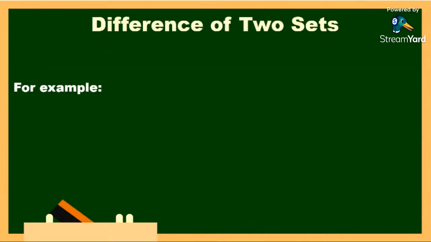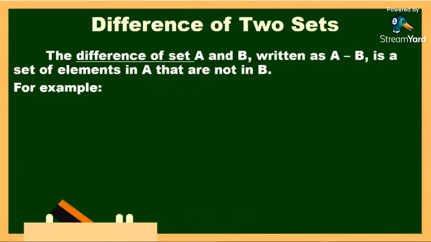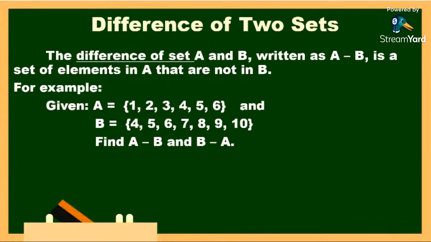Difference of two sets. The difference of set A and B, written as A minus B, is a set of elements in A that are not in B. Ibig sabihin po niyan, pag sa difference of set A and B, kailangan nating tingnan yung mga elements na nandoon kay set A na wala kay set B. For example, given set A has the elements such as 1, 2, 3, 4, 5, 6, and set B has the elements such as 4, 5, 6, 7, 8, 9, 10. Find A minus B and B minus A.